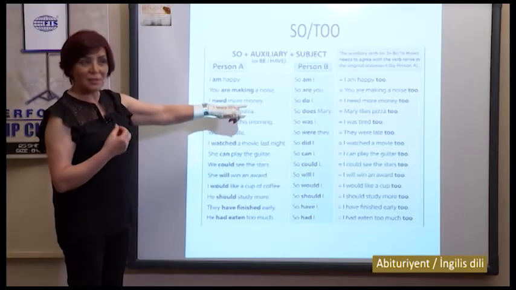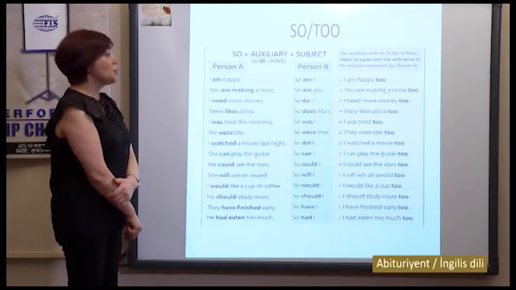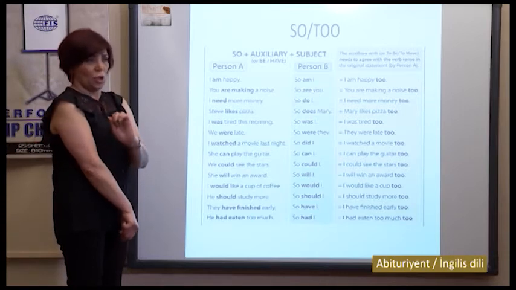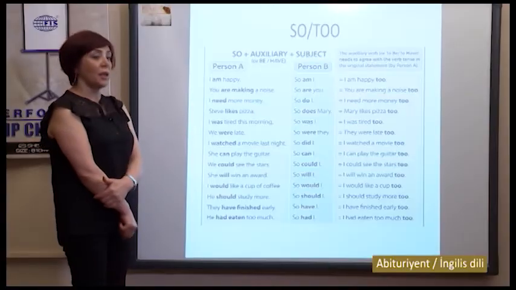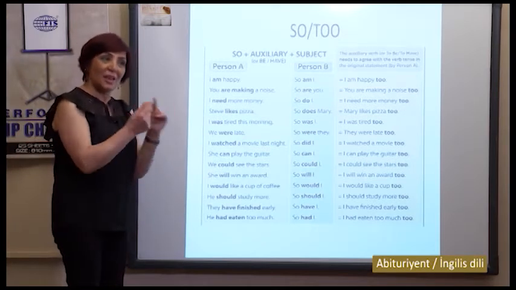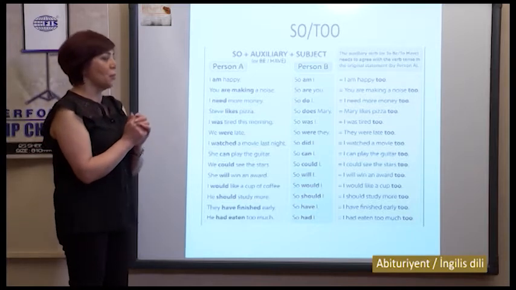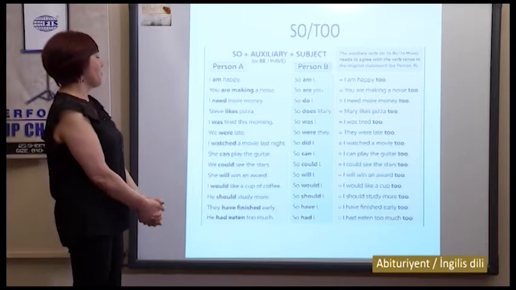So this auxiliary is do, right? And what about "so"? So do I. You remember, not "so I do." So do I. If our subject is third person singular, which form of do? Yes, you're right. So does he, or so does she, or I need more money too, or I also need. You see, not "I need also." I also need more money, or me too, or him too.